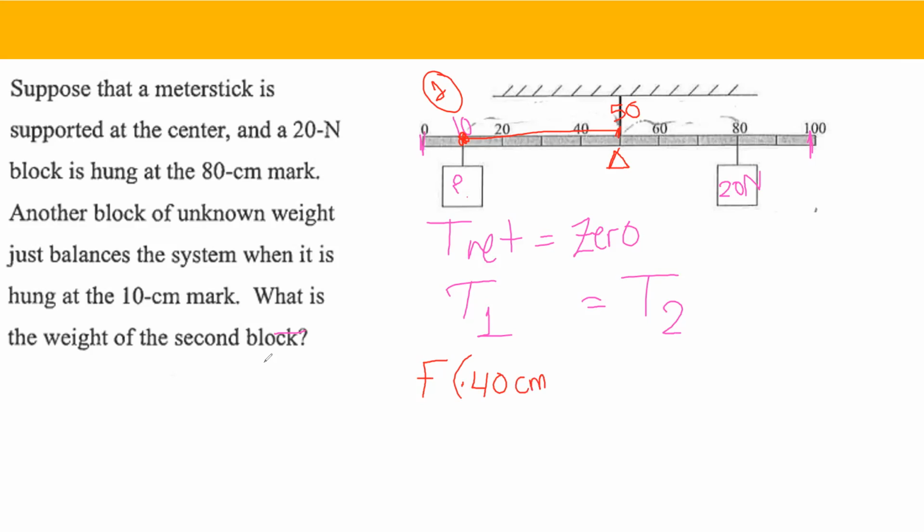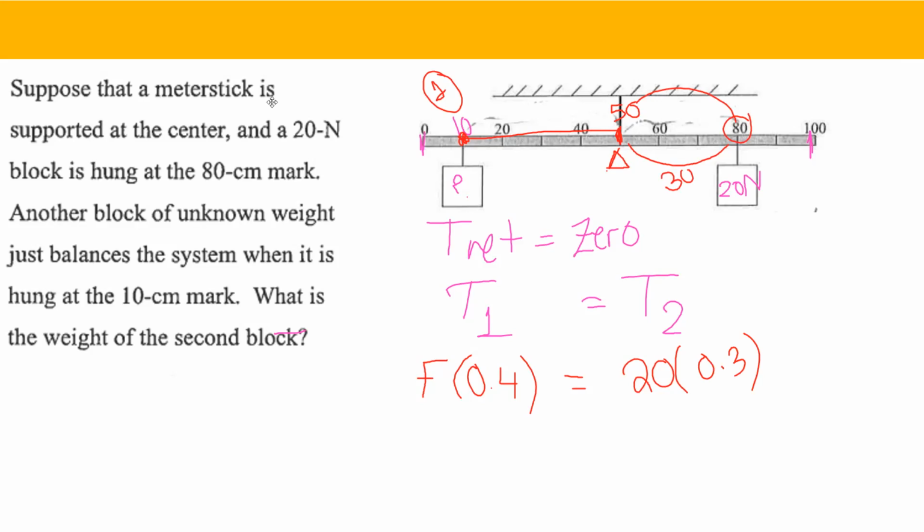But be careful, it must be in meters. So 0.4. Now the second case. His weight is 20. Now where is he sitting? Here is the pivot point at 0.50. So what will the distance be? 80 minus 50, which is 30 centimeters, which is 0.3. Why did I change them? Because the torque must be in Newton per meter.